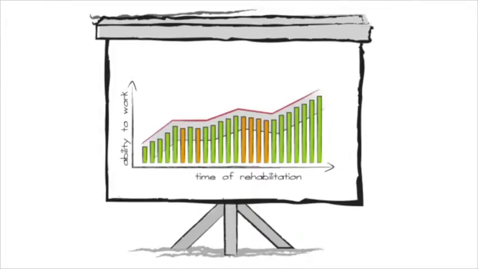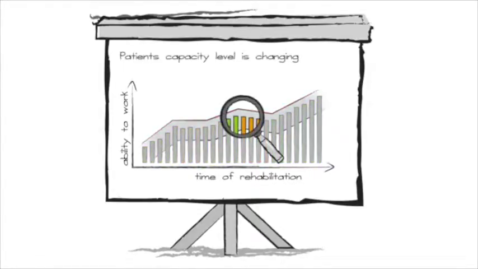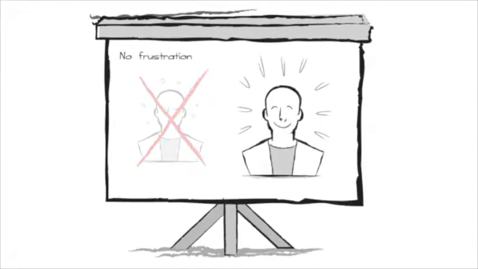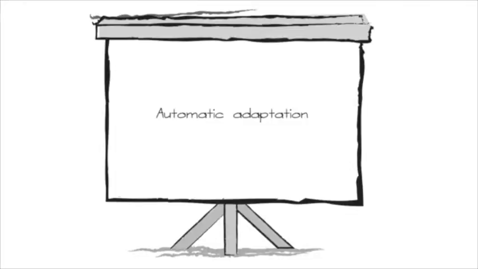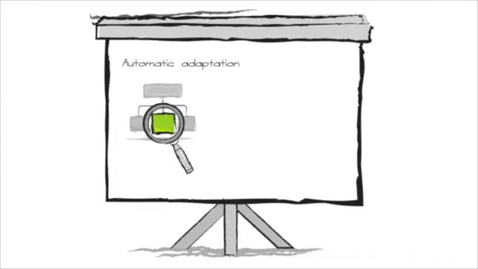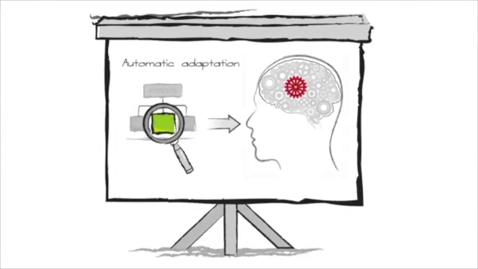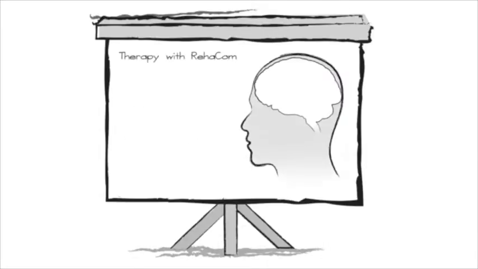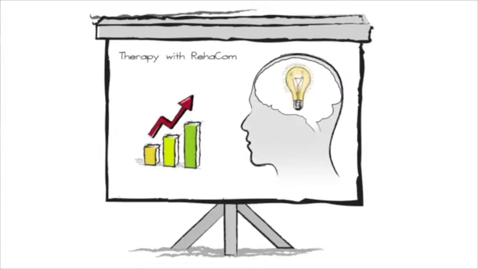The adaptation works downwards too, because the level of capacity of a patient always changes. This way, frustration during therapy is prevented. By automatic adaptation, each RIACOM therapy module reaches optimal results in neuroplasticity. The success of therapy is maximized.